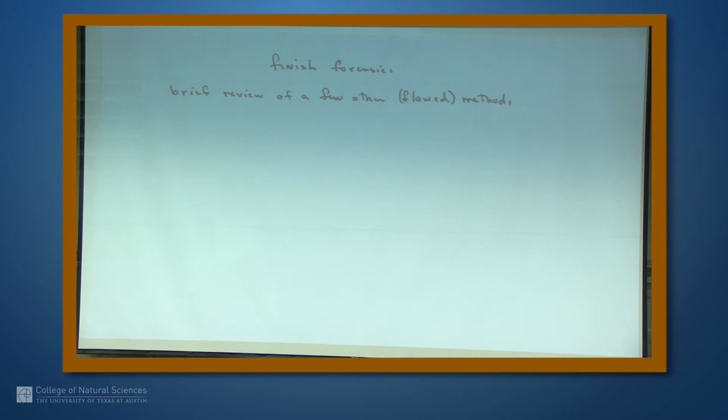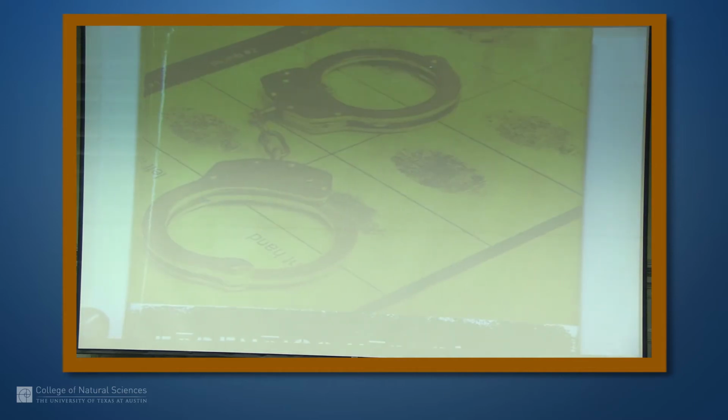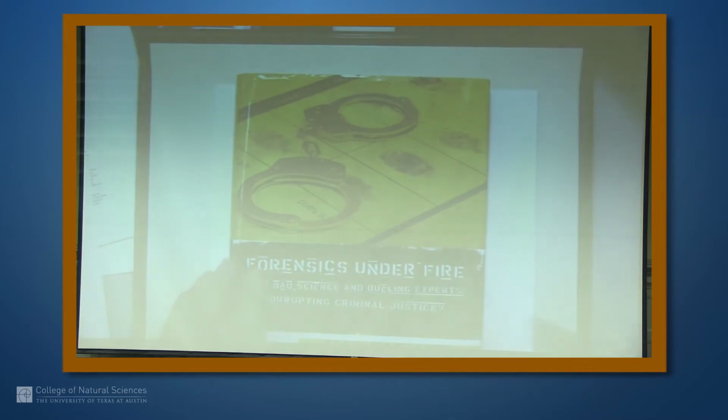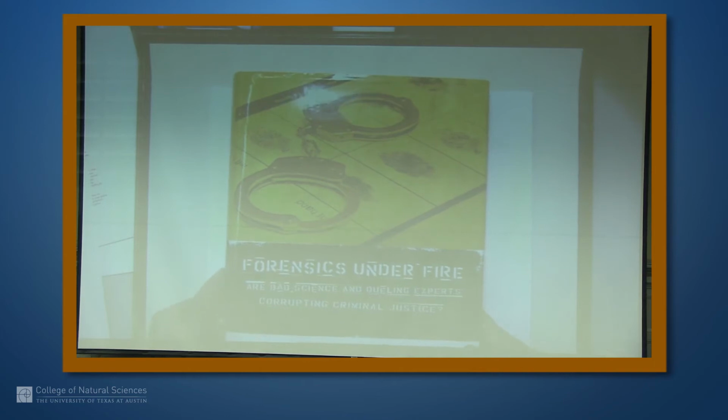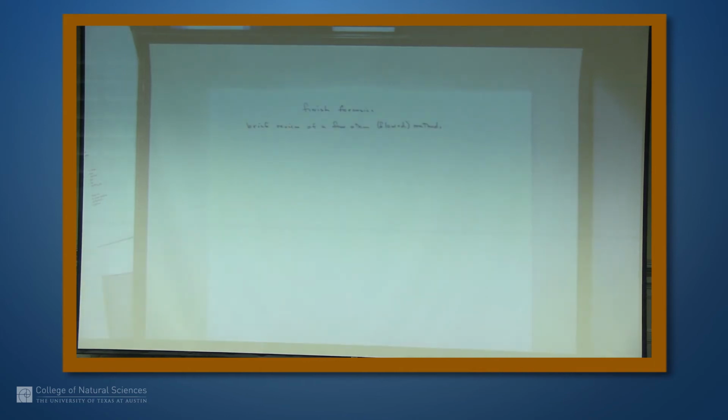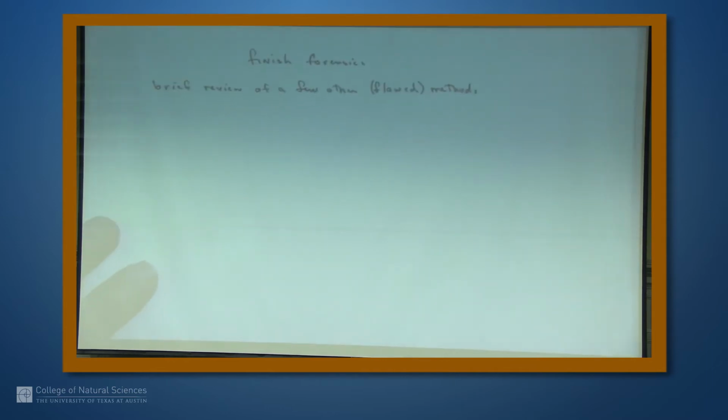So forensics, we're going to talk about a few other methods, and problems with them. And just for reference, not that I'll ask you this, there's a book called Forensics Under Fire. It's only a few years old, and it goes through all kinds of examples around the world in which bad forensics methods have been applied and led to all kinds of trouble. So if you need a project or a topic for a paper in another course, this could be a fun one.